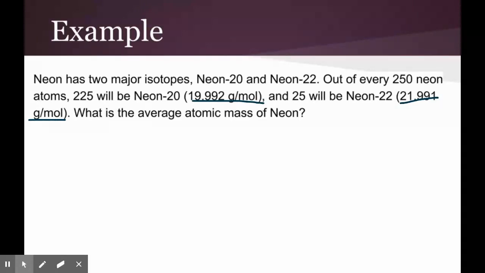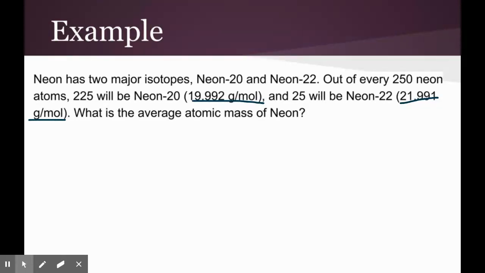We have one of the pieces of information we need, which is the mass of each of the different isotopes. We're missing the second piece of information we need, which is the percent abundance. However, with the other information that is given, we can calculate the percent abundance.